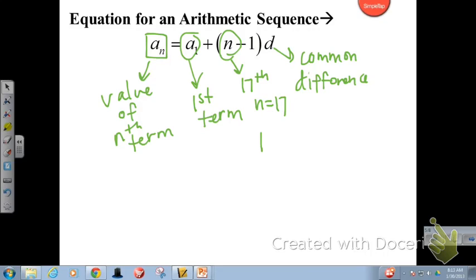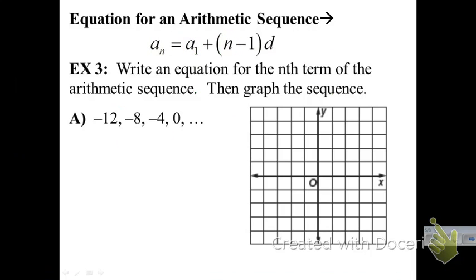If they say we're looking for the nth term, then we don't get to replace that n with anything but n. So in this example 3, it says write an equation for the nth term of the arithmetic sequence, then graph the sequence. We know that it's arithmetic, it tells us that. So once we know it's arithmetic, we have to find D. It looks like it's adding 4 each time, so we're going to say the common difference is 4. The only other thing you need to identify is a sub 1, and that is your first term. In this case, it's negative 12.